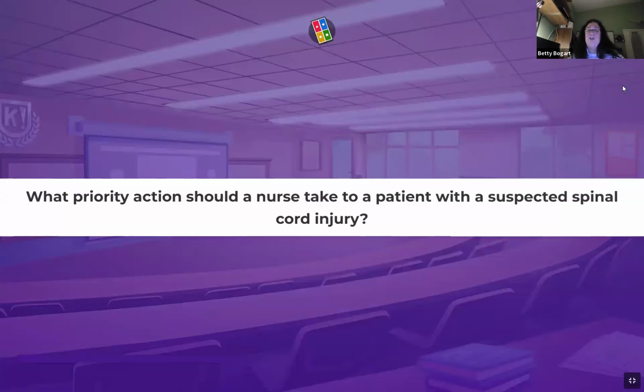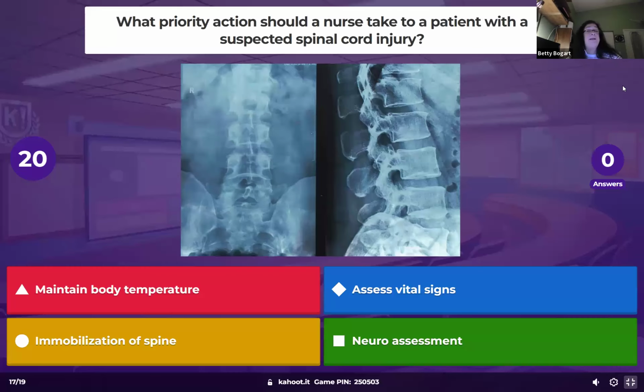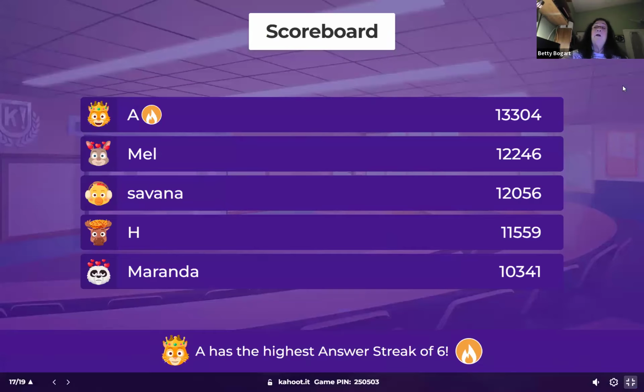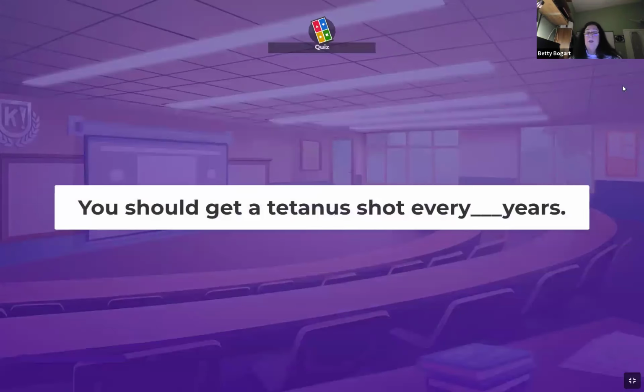What priority action should a nurse take to a patient with a suspected spinal cord injury? Priority, spinal cord injury. And of course, that's keeping that spine immobilized. Don't want a paralyzed child because of you.